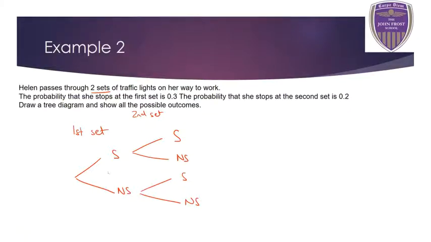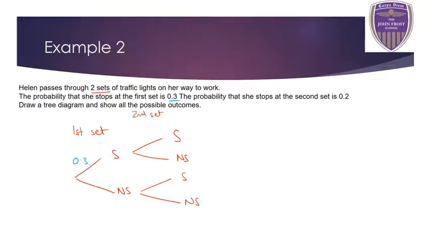But this one is not as simple as the last one, because you need to be careful with the information in the question. So this sentence here, look, says the probability that she stops at the first set is 0.3. So there's a 0.3 chance that she will stop at the first set of traffic lights. So 0.3 must go there. Okay. And now before we look at the second set, we need to fill this part out, don't we? Because remember now, each set of branches needs to add up to 1. Because these are the only things that are going to happen at the first set of traffic lights, isn't it? She's either going to stop or she's not.